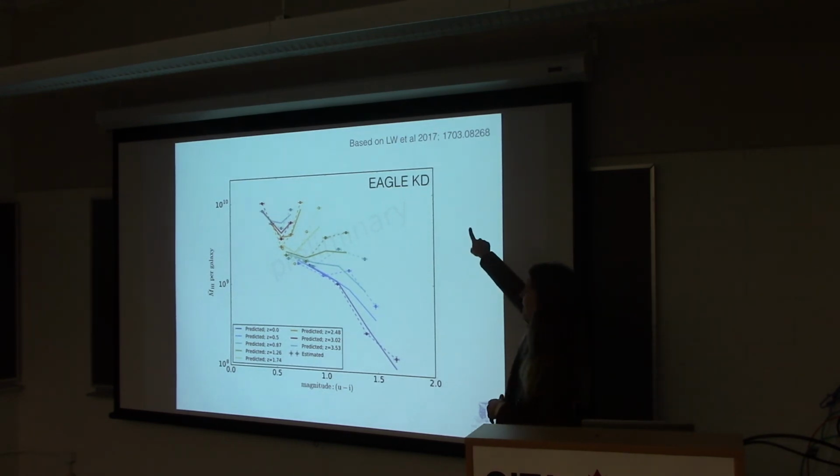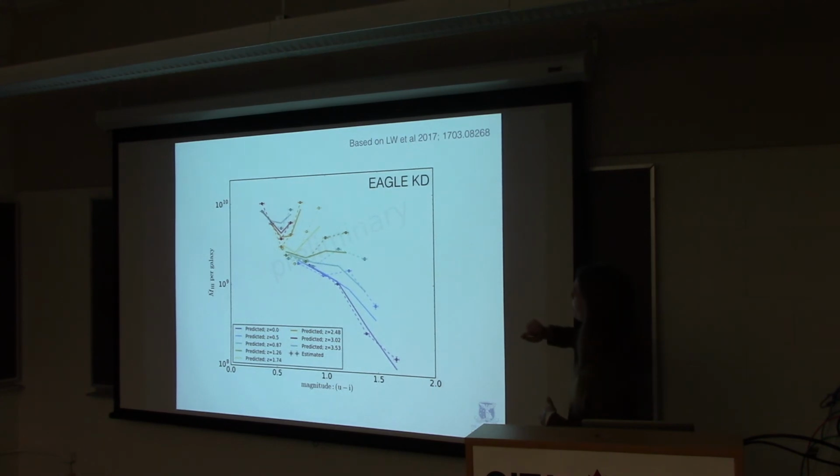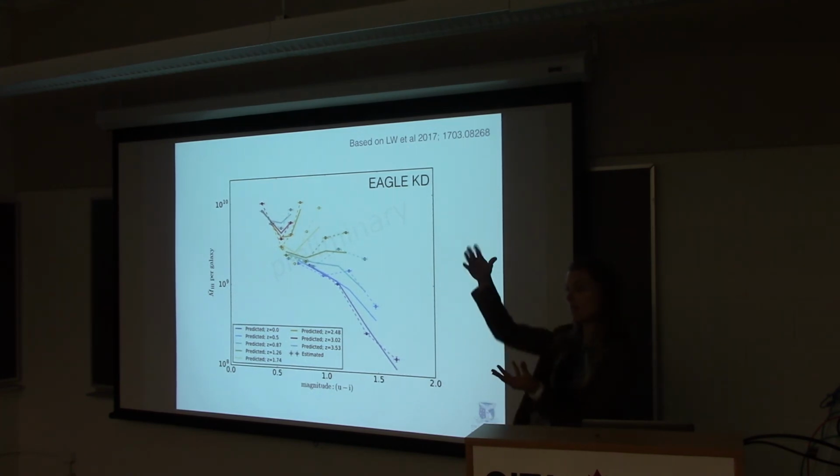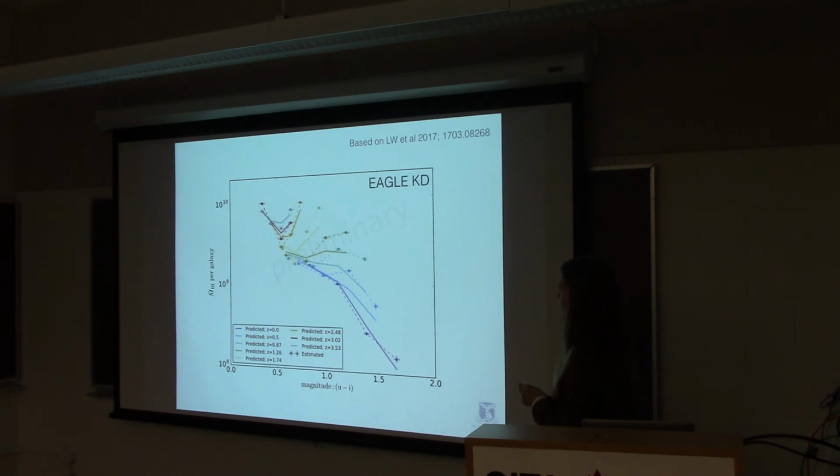Again, the Eagle KD is just one of these flavors of models for H1. All of these different colors represent different redshifts. These are the different scalings predicted by Eagle, and we could attempt to measure them with this method by combining H1 intensity mapping with galaxy surveys and doing different samples in the galaxies.